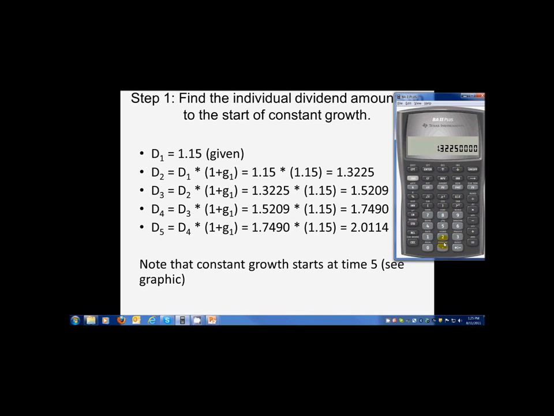Now moving on to the dividend for the third time period, I'm going to multiply by 1.15 again. And that gives me 1.5209 roughly. I'm going to store that in location 3. And then for the dividend in the fourth period, I'm going to multiply again by 1.15, and store that in location 4. And finally, for the fifth dividend, I'm going to multiply by 1.15, and I'll store that in the fifth memory location. Now you'll see why I did that very shortly.